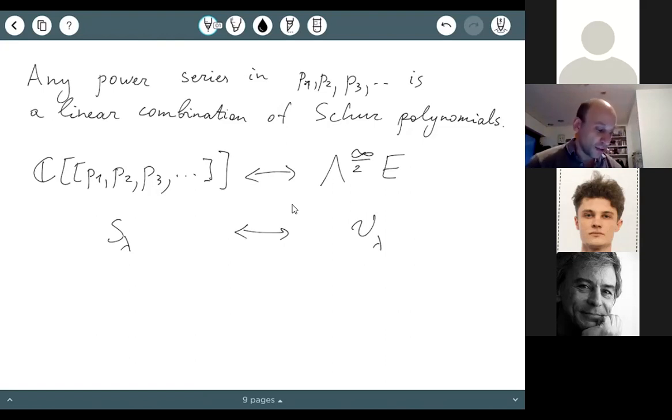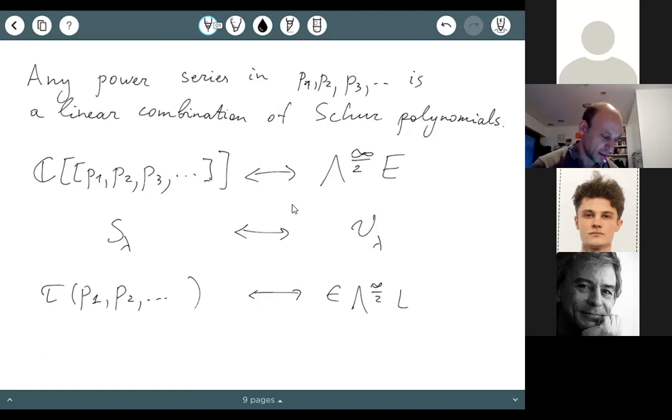And now, the meaning for us is that when I have a power series in variables P1, P2, P3, I can ask myself, does it correspond to a decomposable vector in this semi-infinite wedge space? Right, so let's take any power series tau of P1, P2, and so on. It corresponds to some element in the semi-infinite wedge space. And the question is, is it decomposable?